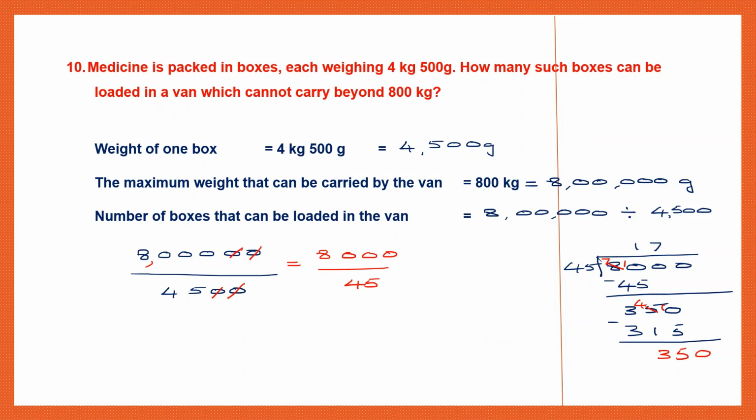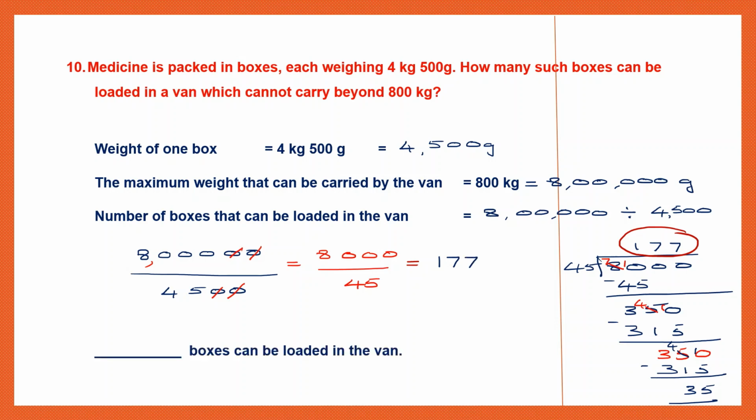So we can use 7 again and this is 315 minus, when you subtract, what do we get? So this is 4 and 10. 10 minus 5 is 5, 4 minus 1 is 3, 35. Now our quotient, which is our quotient? 177. So 177 is the number of boxes that can be loaded in this van. So 177 is our answer. Let's write it here. 177 boxes can be loaded in the van.